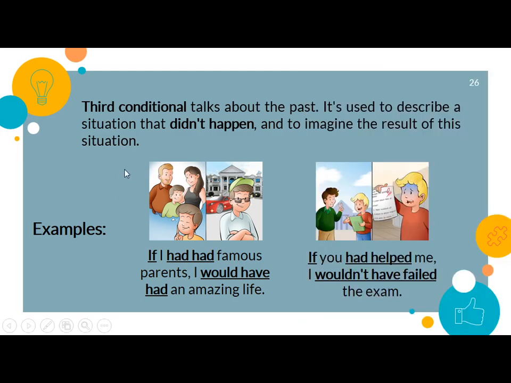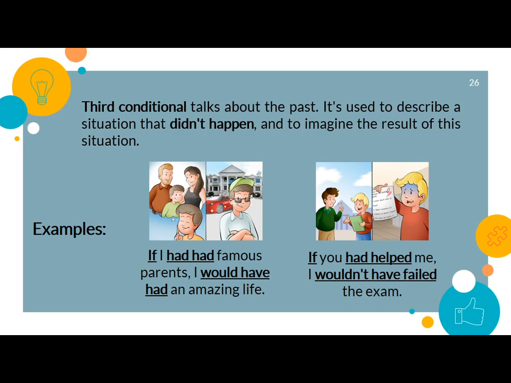Okay, if I had had famous parents, I would have had an amazing life. So he was talking about something that didn't happen. If I had had in the past famous parents, but my question: did he have famous parents? No. So that's why he's thinking about this activity that didn't happen in the past. If I had had famous parents, the result in the past is that I would have had an amazing life.